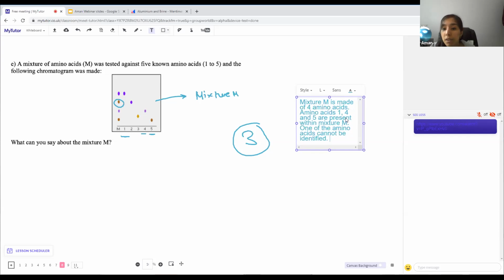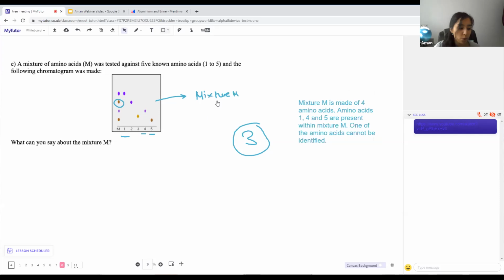Okay, so that would give you your 3 marks. So what about if I asked you about the attraction? What can we say about the attraction of this blot compared to this blot? So blot 1, or amino acid 1, compared to amino acid 5. So what can we say about the attraction between amino acid 1 and amino acid 5?